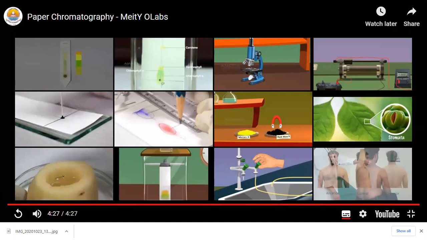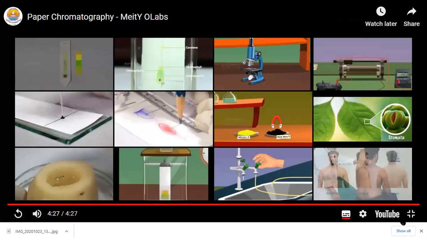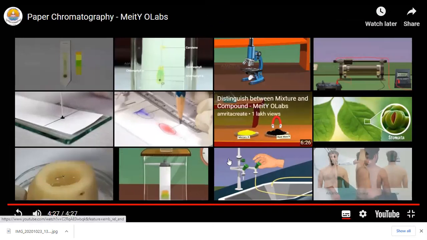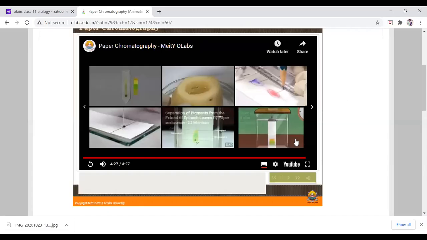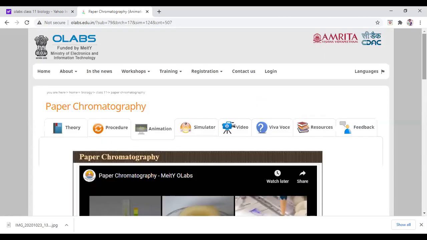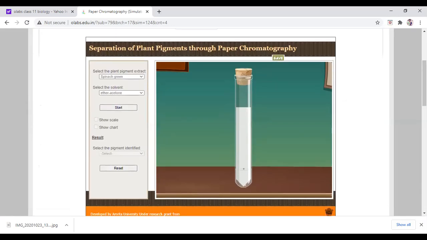So this is the animation. I hope it is clear to you. Now the next thing, the simulator. You can select the plant pigment extract, separation of plant pigments through paper chromatography. So spinach green, select the solvent ether acetone, start.